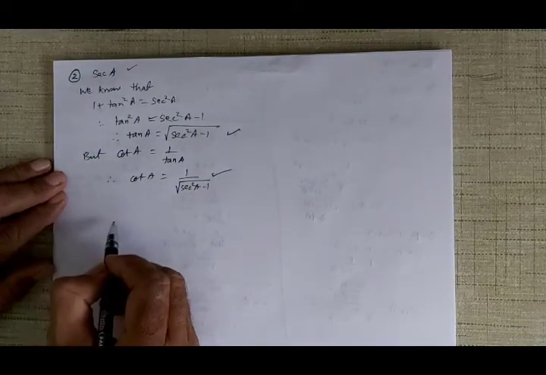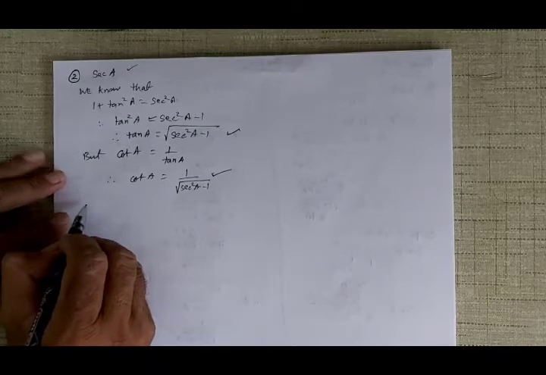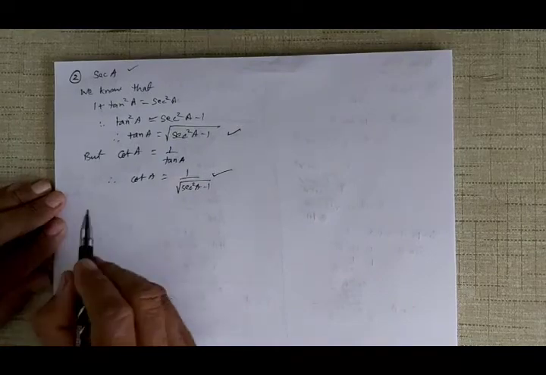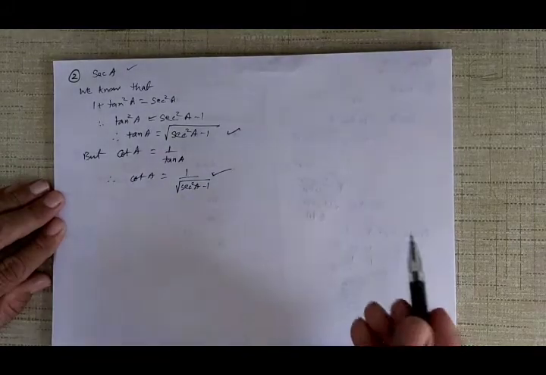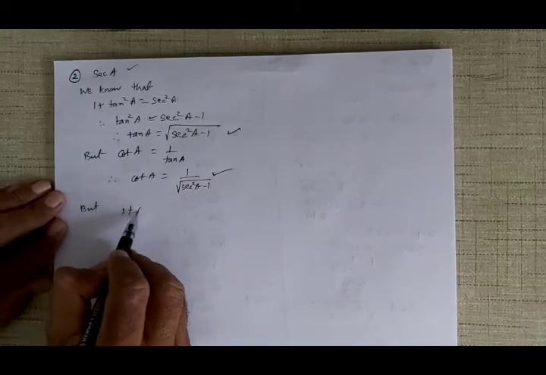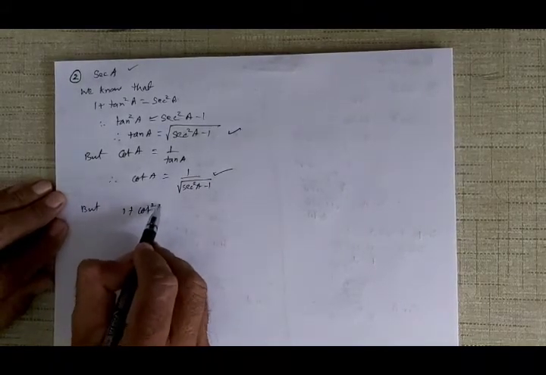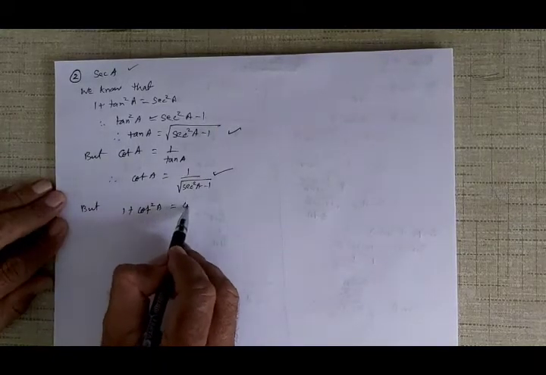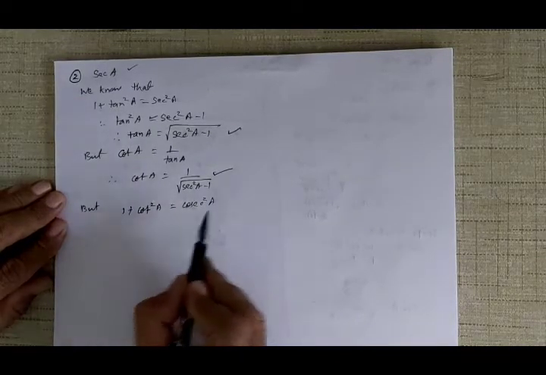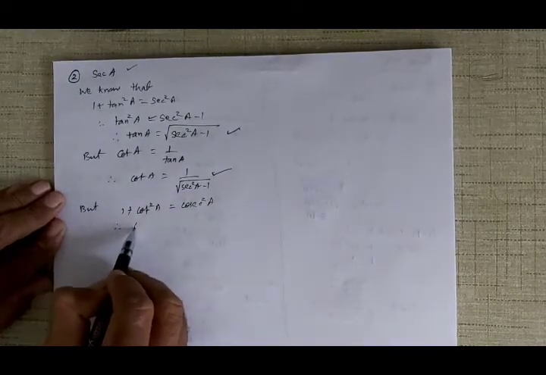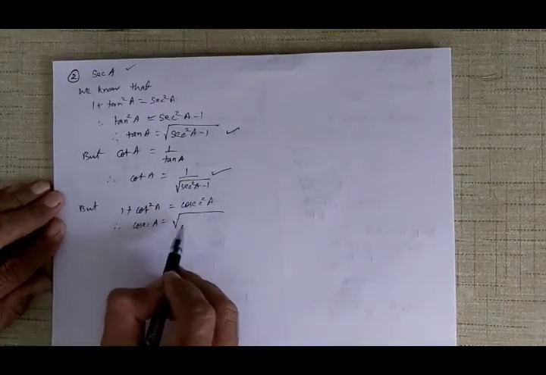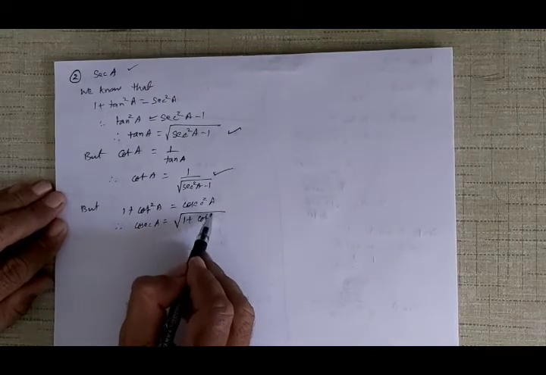Right. Now I want sine and cos. If I want sine and cos, it's very easy to get, because you can use reciprocal ratios or you can use the trigonometric ratios. We know that 1 plus cot square A is equal to cosec square A. Therefore, cosec A is equal to square root of 1 plus cot square A.